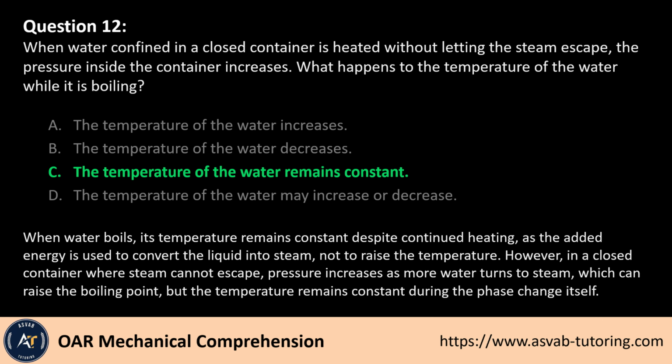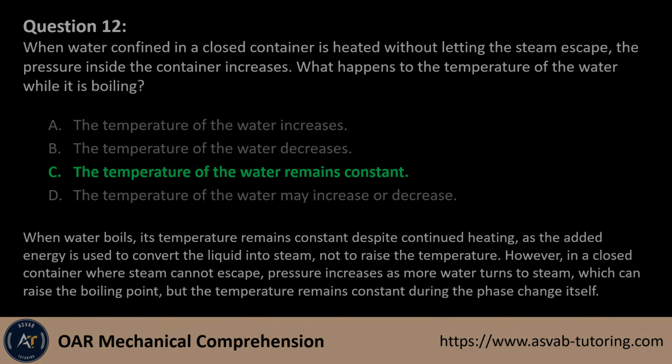The answer is C. When water boils, its temperature remains constant despite continued heating, as the added energy is used to convert the liquid into steam, not to raise the temperature. However, in a closed container where steam cannot escape, pressure increases as more water turns to steam, which can raise the boiling point, but the temperature remains constant during the phase change itself.